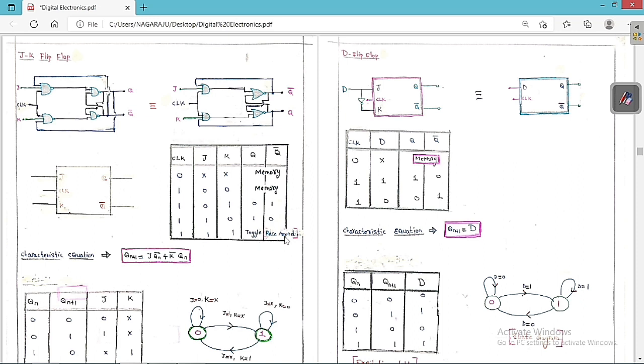Toggling means continuous variation of 0 to 1 and 1 to 0 in a very fast manner, which is going to fluctuate like a super fast express, 0 to 1 and 1 to 0 continuously. So it is not in our control. So this is called the toggle or race around condition.